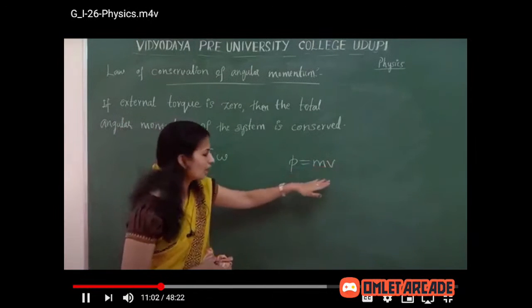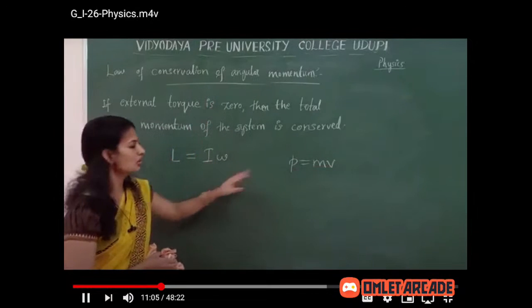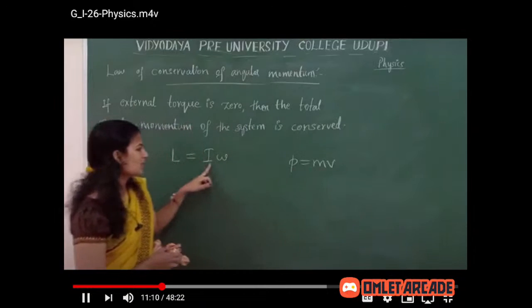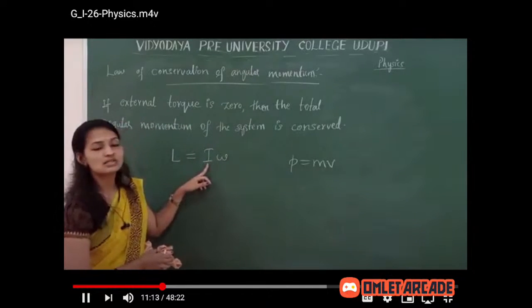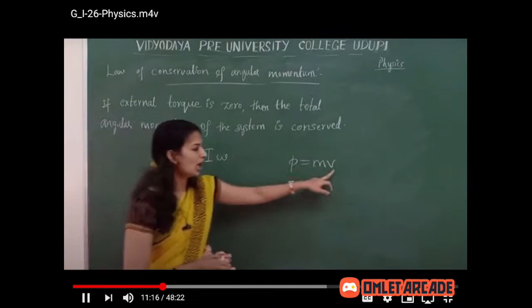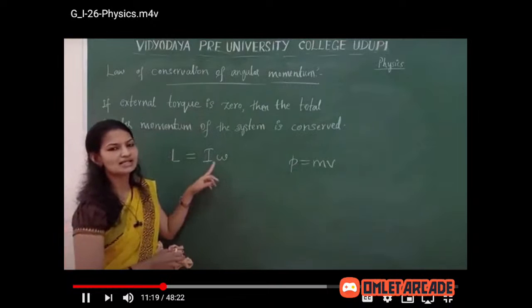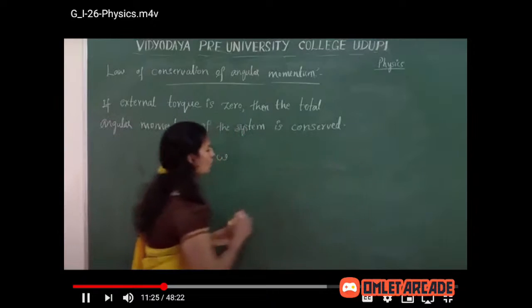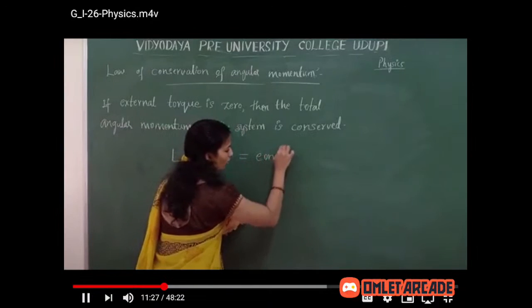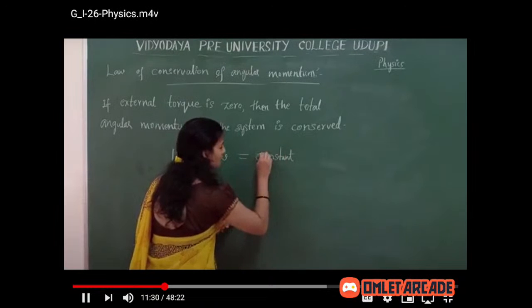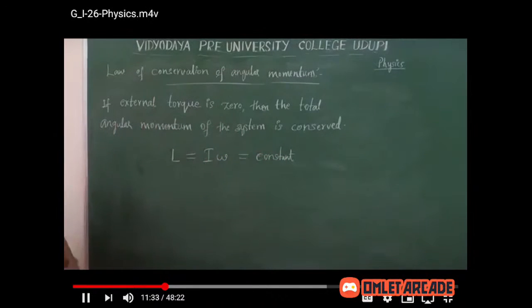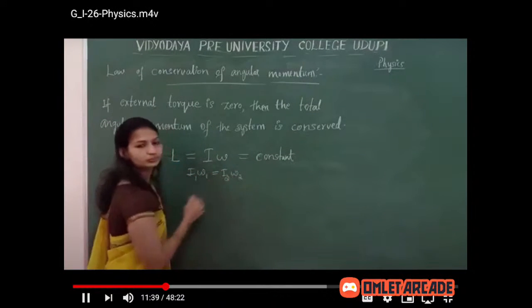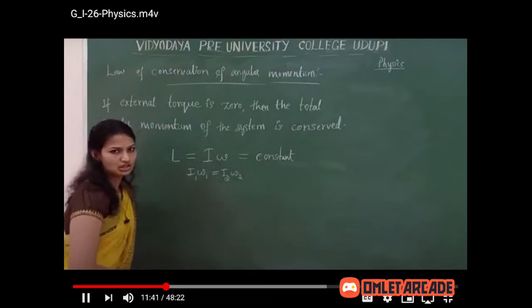Mass into velocity. While coming to rotational motion, the P is replaced by L, the angular momentum, and m is replaced by I, the moment of inertia, and v is replaced by omega. Omega is the angular velocity, right? L is equal to I omega, that is equal to a constant value in the absence of external torque. Or we can write I1 omega 1 is equal to I2 omega 2. This is a constant value, it's not changing.